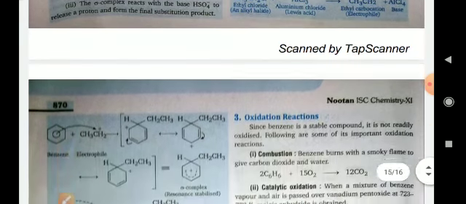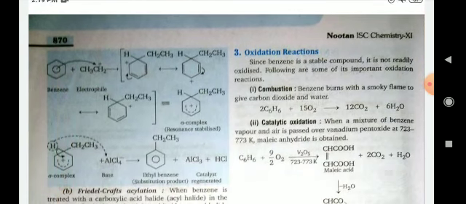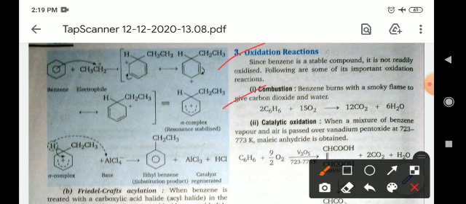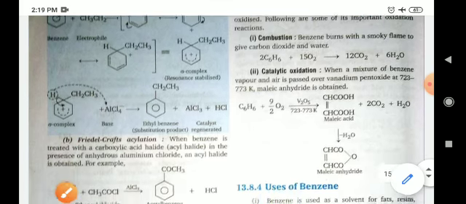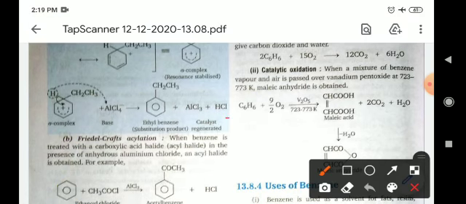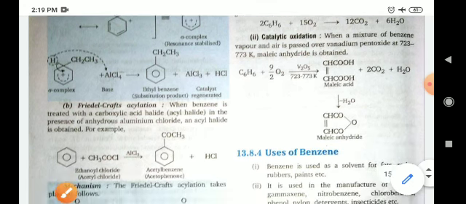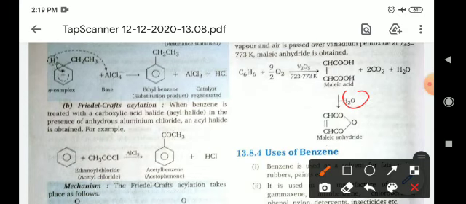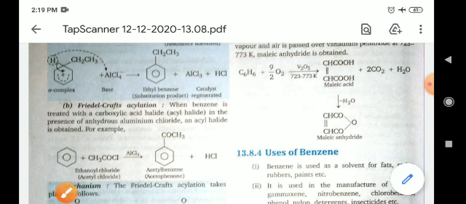Okay. Now oxidation reaction. Oxidation means combustion. So when benzene reacts with oxygen, it forms carbon dioxide and water. Okay. Catalytic oxidation: benzene reacts with oxygen in presence of V2O5 to form maleic acid, carbon dioxide and water. And this maleic acid on dehydration, the water molecule will be removed and maleic anhydride will form. From here, the water molecule is removed and this compound will form, which is known as maleic anhydride.